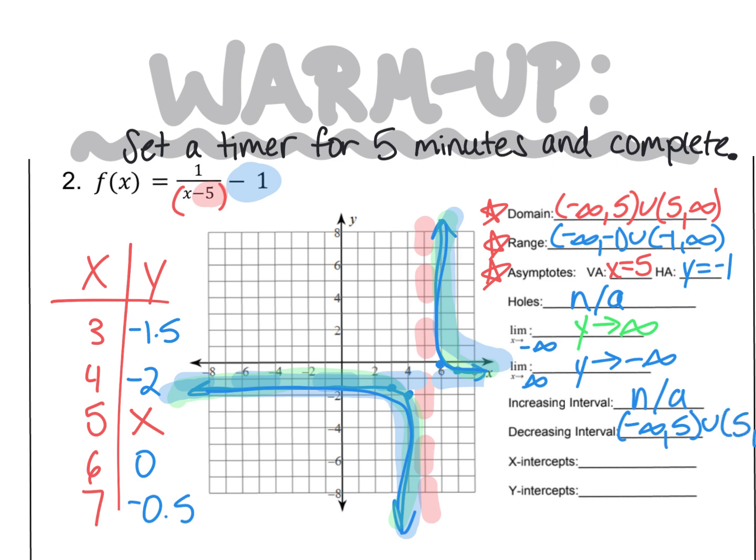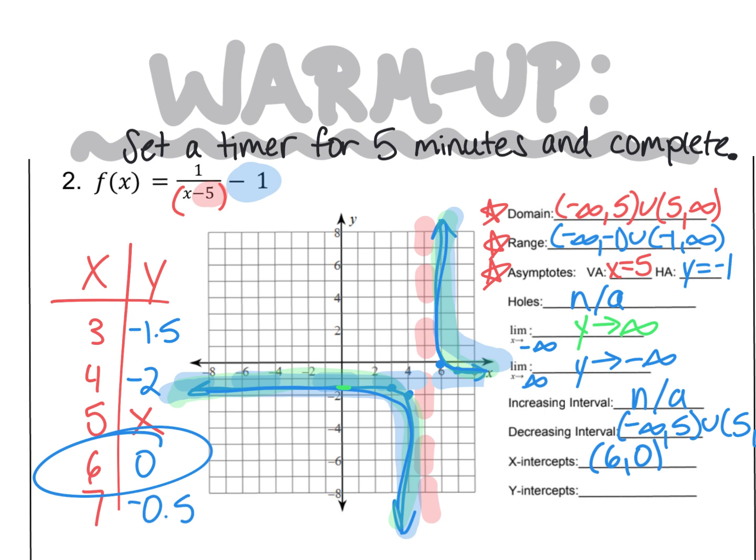Okay, and then last but not least, x and y intercepts. First thing I want to do is go to my table, see if I got any freebies. I did. I got (6, 0), and that's an x-intercept. Perfect. And then a y-intercept. Am I crossing the y-axis? I absolutely am, but I don't know what that point is.